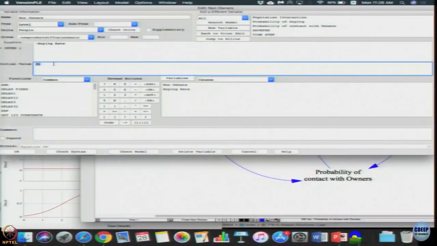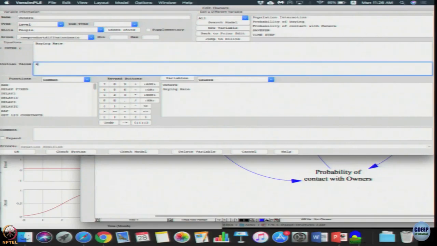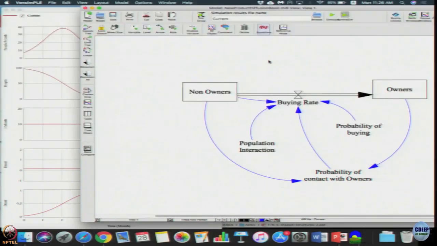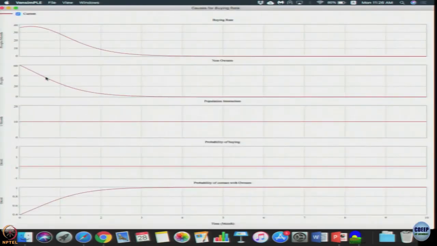You can play with it. Let us take the non-owners as say 60, owners as 40. Again, we can run the model. So, you can see the owners here, the S-shape is not that pronounced within this model for obvious reasons.